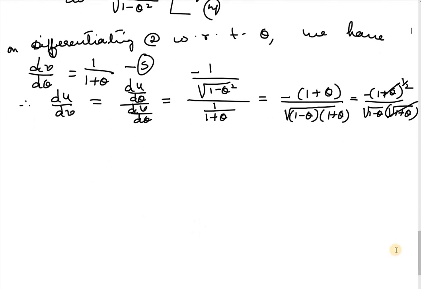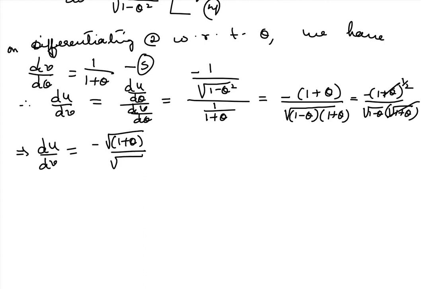So finally, the differentiation of cos inverse of theta with respect to log of 1 plus theta will be equal to minus square root of 1 plus theta divided by square root of 1 minus theta, which is the same thing as minus square root of 1 plus theta by 1 minus theta. So this is the differentiation of cos inverse of theta with respect to log of 1 plus theta.